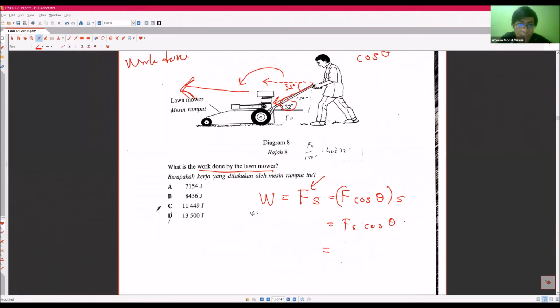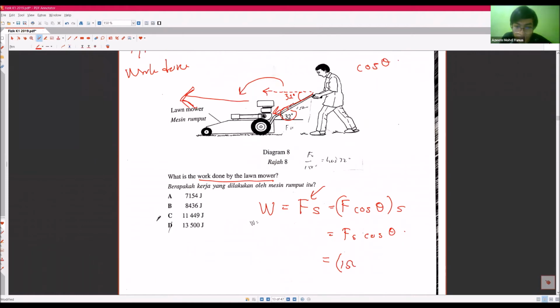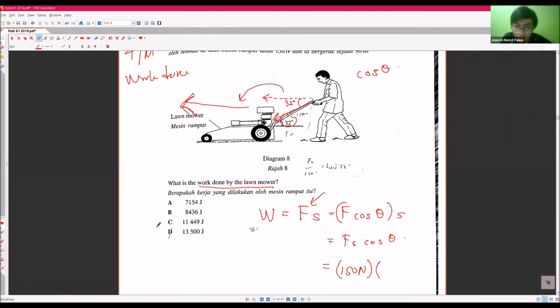So the force is actually how many? 150 Newton. s is 90 meters. Cos theta is 32 degrees. So if we plug that into the calculator, we get 11,448.65 joule. So this is not the answer, this is not the answer, this is the correct answer, this is not the answer.